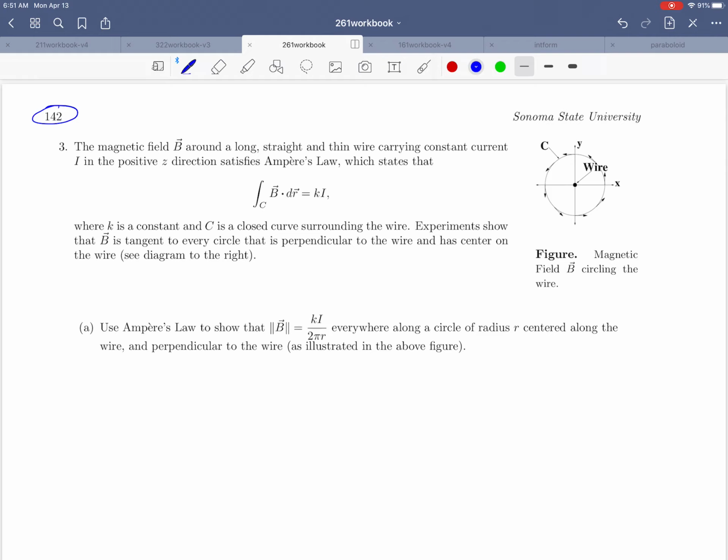This is a long problem with a lot of information in it, so before we do anything, let's just read the problem from start to finish, and then we'll go back and see if we can make sense out of the information that it's giving us.